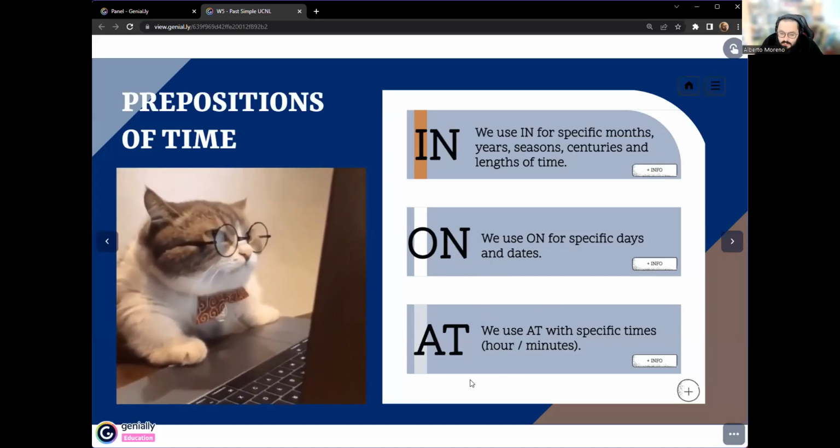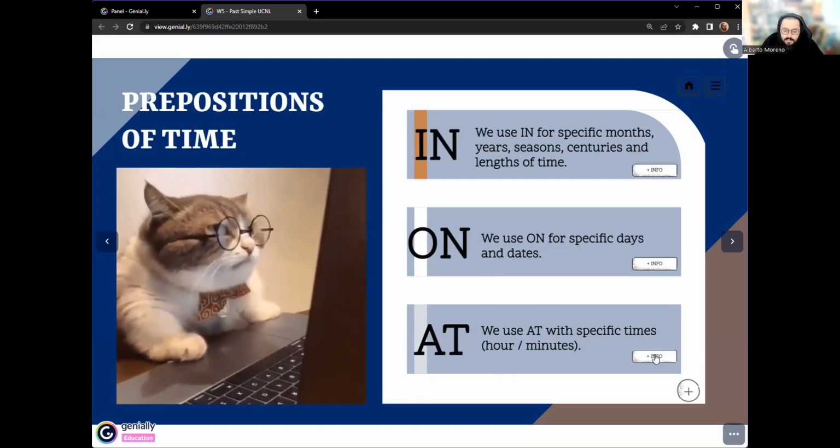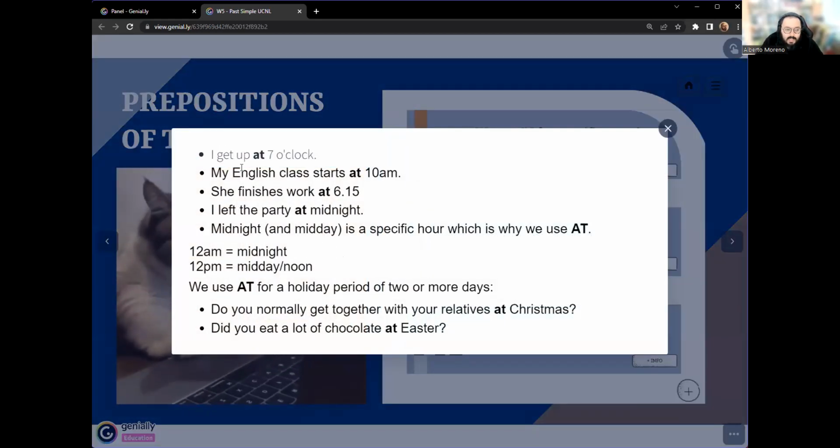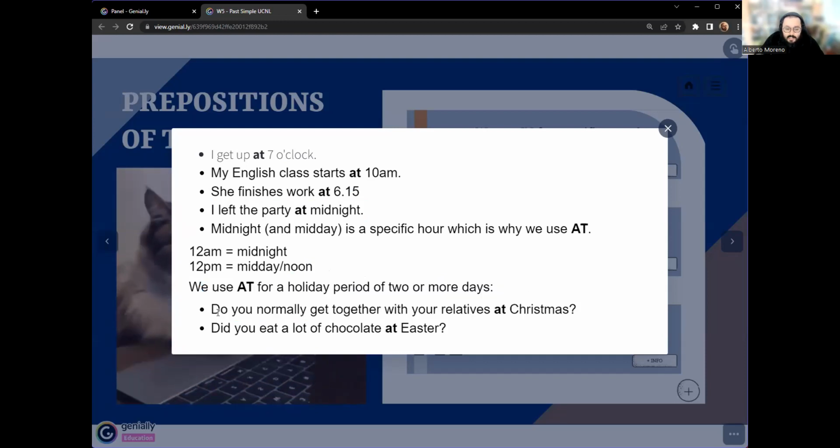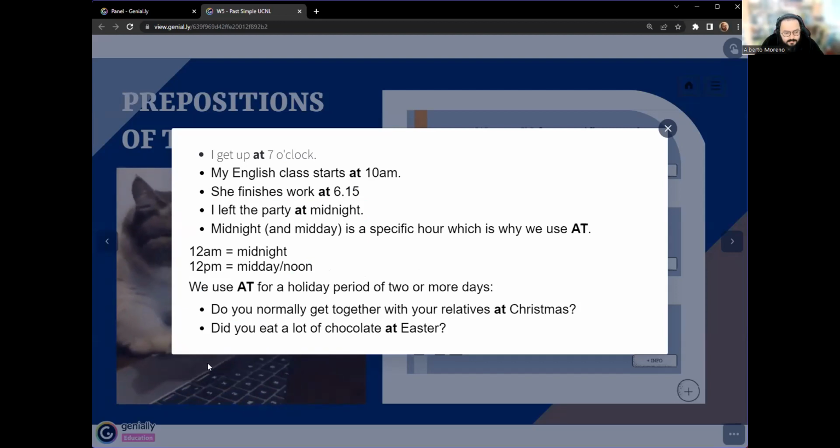And we use at with specific times like hours or minutes. For example, I get up at 7 o'clock. My English class starts at 10 a.m. She finishes work at 6:15. I left the party at midnight. Midnight and midday we use with at because they are specific times. Also, we use at for holiday periods of two or more days. For example, do you normally get together with your relatives at Christmas? Did you eat a lot of chocolate at Easter?